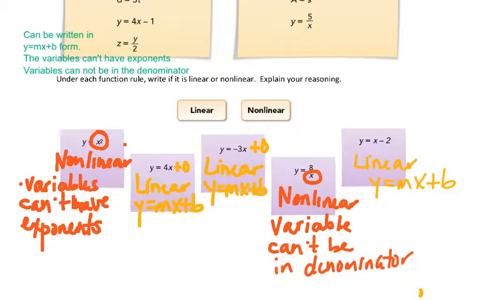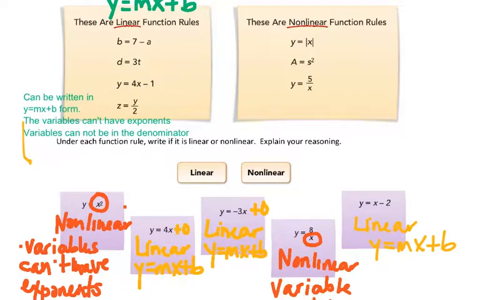Okay, if we go back up here for a minute, we can see here that this one here can be written as b equals negative a plus 7. So that's in slope-intercept form, y equals mx plus b. The next one is y equals mx plus b. The third one is y equals mx plus b.